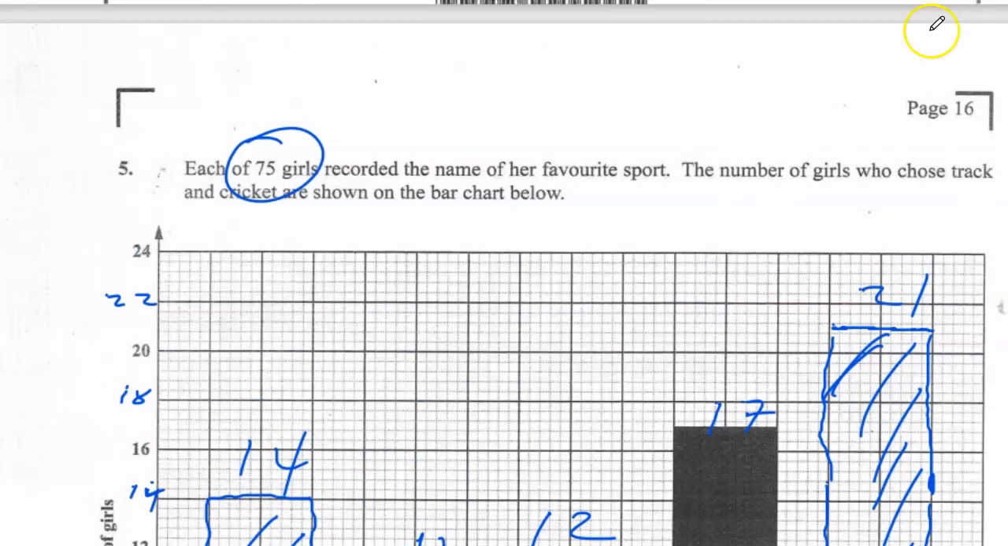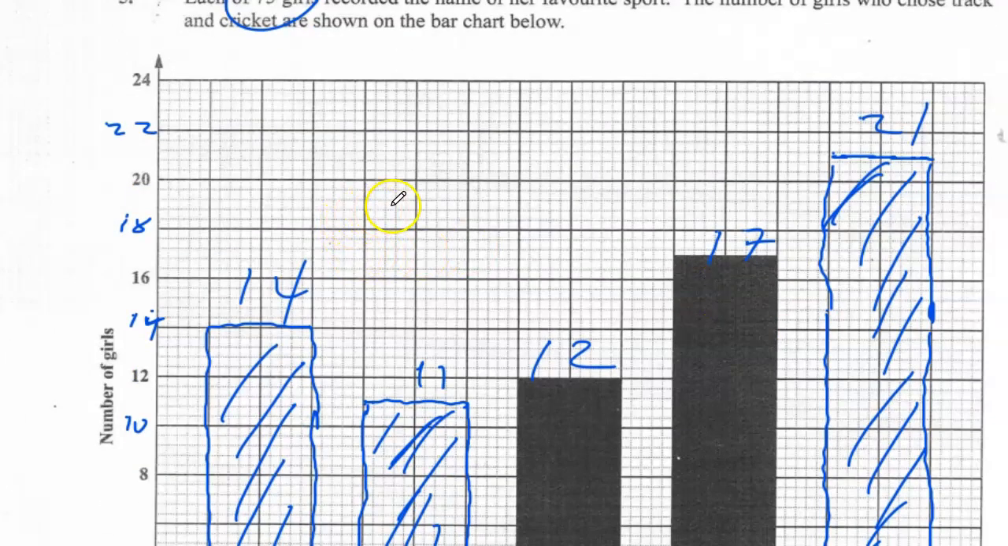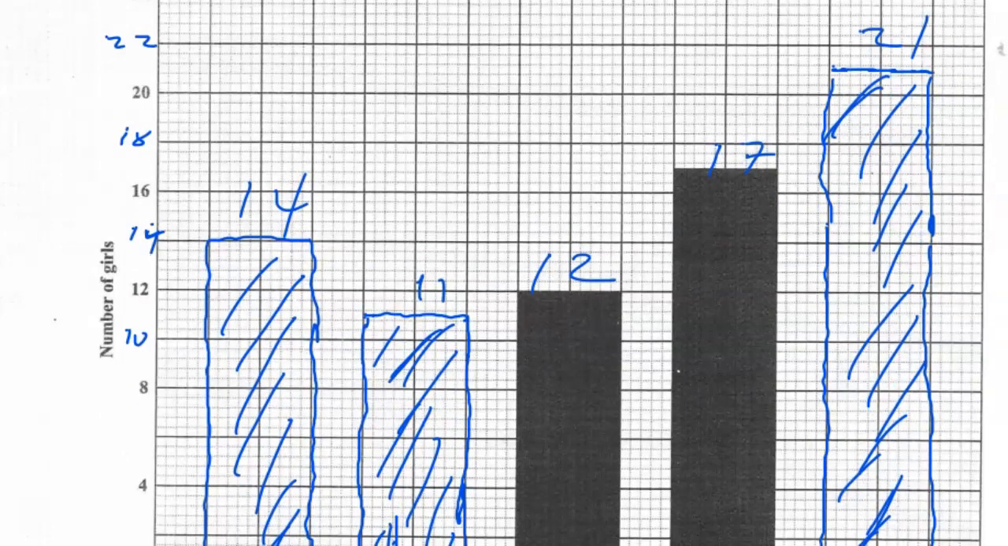And just to confirm, remember that we're told that it was 75 girls. So when you add up the number of girls who chose their respective sports, you should end up with 75. So 14 and 11, that's 25. 25 and 12, that's 37. And 17, that's 54. 54 and 21, that's 75.